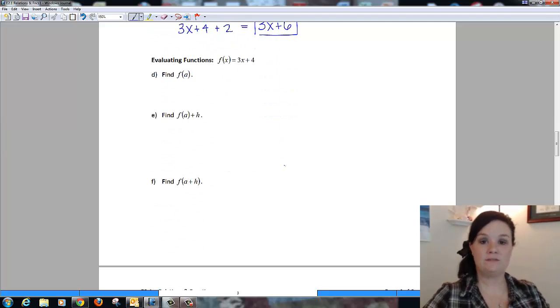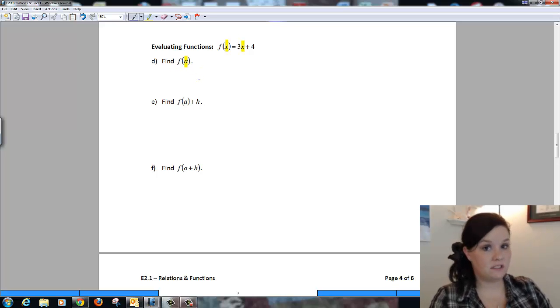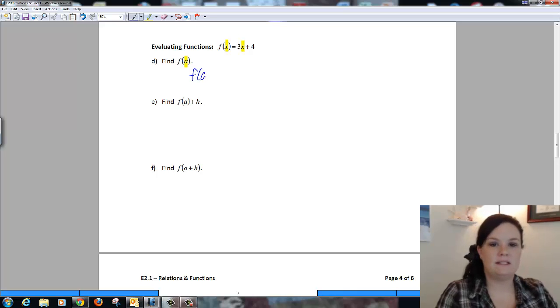Okay, on this first one, I have the same function, 3x plus 4. I look inside my parentheses. Now, inside my parentheses is what I'm plugging in for x. Here I don't have an x, so I'm plugging in whatever's in those parentheses, which happens to be an a. I'm plugging it in everywhere I see an x. So that means f of a is equal to 3 times a plus 4.